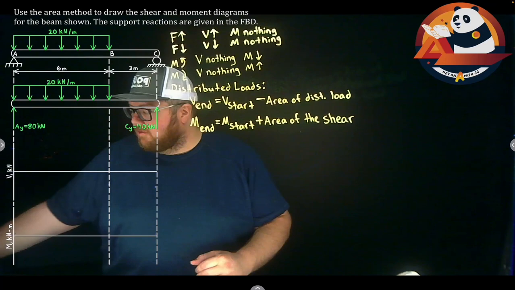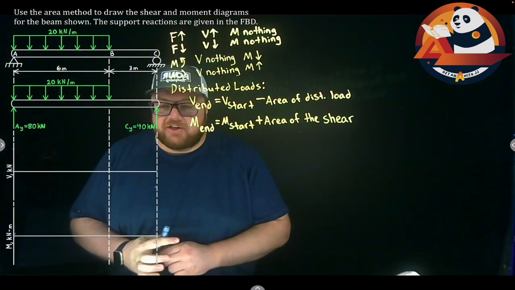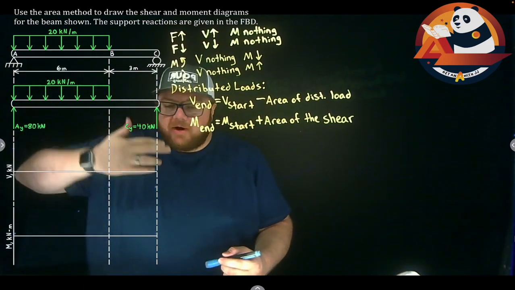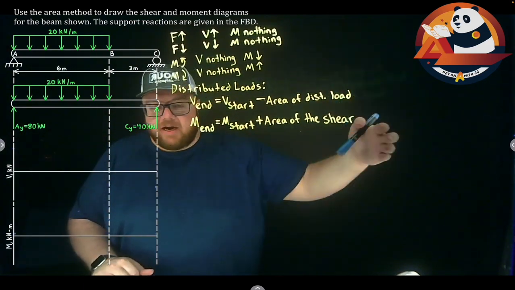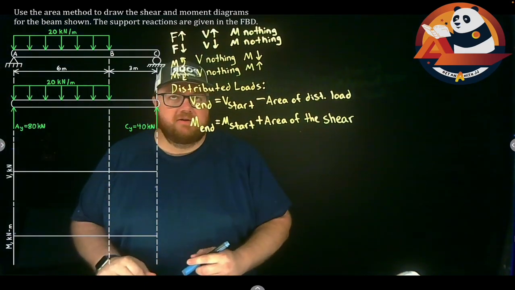Let's come in and work an example problem. In this one, we're going to use the area method to draw out our shear moment diagrams. Rather than coming up with an equation every interval, we can directly apply just a handful of rules, and we work from left to right across our beam and just work through everything.